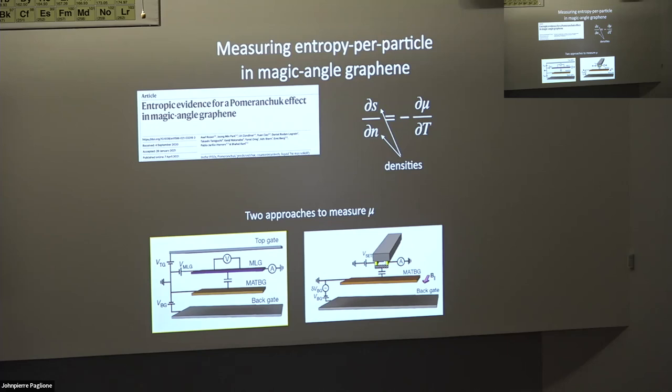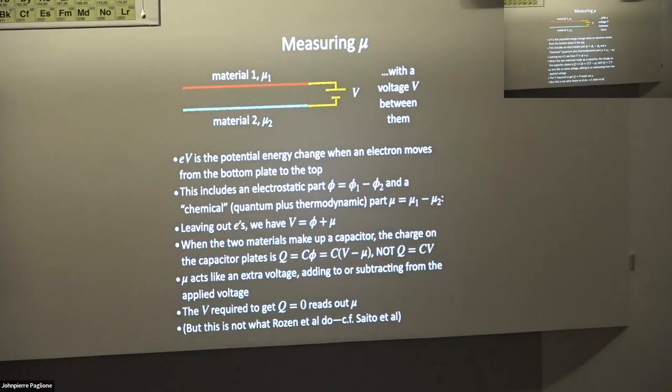Okay, so I was going to spend a few minutes talking about how to measure chemical potential. I don't really have time, so I just want to go very quickly over the basic idea. If you have two different materials with two different chemical potentials, and you connect them with a wire, with some battery, with a voltage, then you have all different kinds of potentials that are involved. First of all, the potential energy to take an electron from down here to up here is set by that voltage. But that's broken up into an electrostatic part and the chemical part. The chemical part, it's not really chemistry here. This is coming from thermodynamics and quantum mechanics. And then this electrostatic part is really coming from charges. And so if you think about this thing as a capacitor plate, the thing that matters is the electrostatic part.